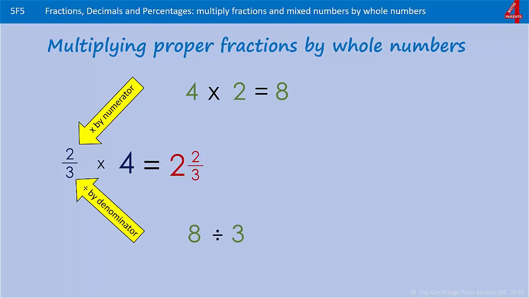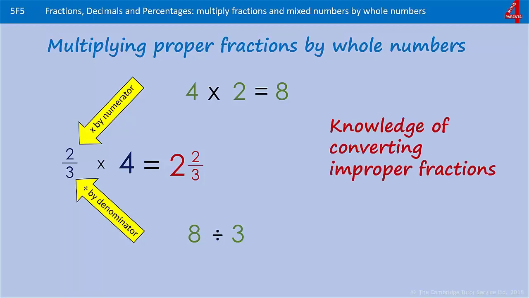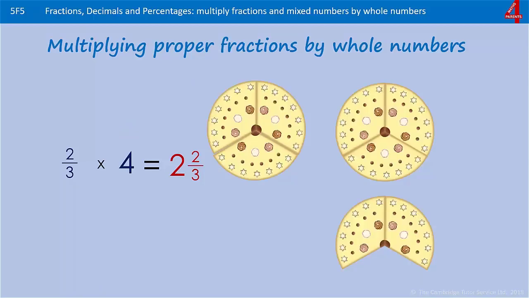8 divided by 3. Now this is where your knowledge of converting improper fractions comes in useful. So check those videos out if you're not sure about that. 8 divided by 3. We have 2 whole ones, and how many thirds left over? That's 2/3 left over. 2 2/3, which agrees with what was on our images.